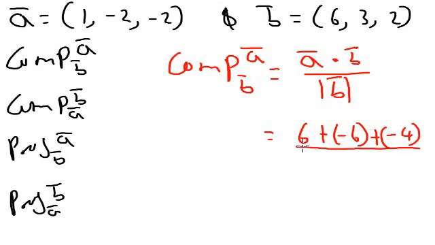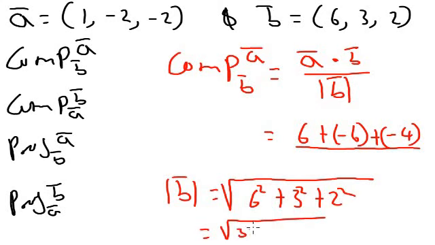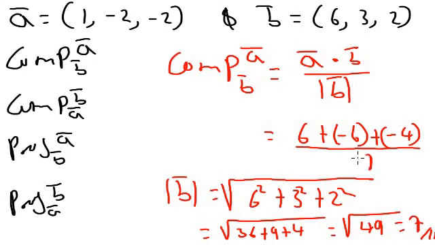Then I'm dividing that by the magnitude of B. What would be the magnitude of B? Let me determine that over here. To determine the magnitude of B, that will be the root of the sum of the squares of each of those components. That will be the root of 36 plus 9 plus 4, which is the root of 49, the same as 7. Perfect. So I'm dividing this by 7.